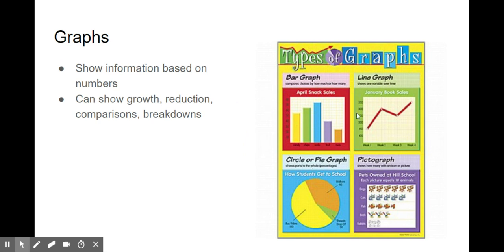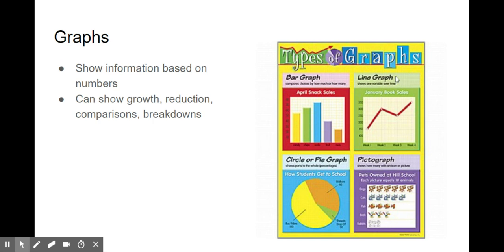So you got the bar graph, and bar graphs are great for those comparisons or the growth and reduction. So for example, this one looks like it's about April snack sales. And you got different types of snacks, and this shows a comparison of what sold more. So it looks like soda. Yeah, I know I can read that. I doubt you can. So soda sold the most compared to the other ones.